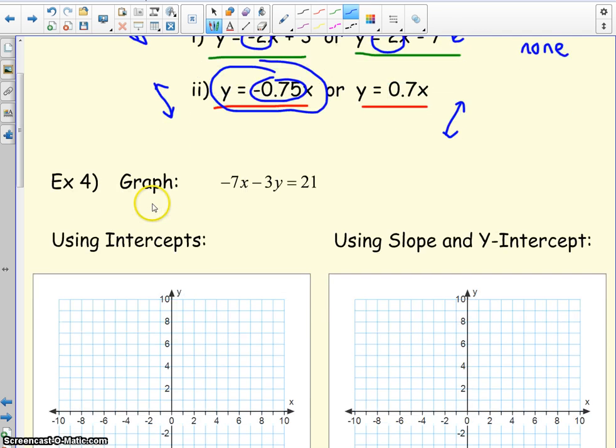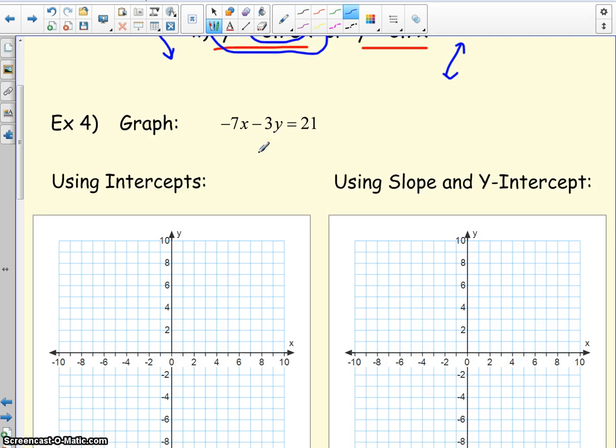Okay, so next we're going to review how to graph. Here's the equation, negative 7x minus 3y equals 21. I'm going to graph it two different ways. One using intercepts, so that means finding the x and y intercepts. And the other is to graph it using the slope and y-intercept, which means putting it in slope-intercept form. So we're going to do it both ways.